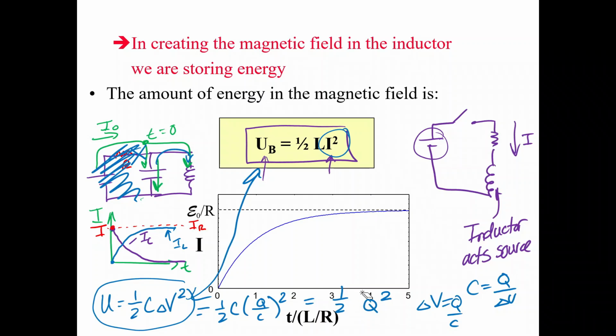Oh, nope, what is that? 1/2 Q squared over C. There we go. That looks a little better. Because they're going to have Q squared, C on the bottom. Okay, so you're going to end up with your potential energy in your capacitor being maximum whenever your charge is at a maximum.